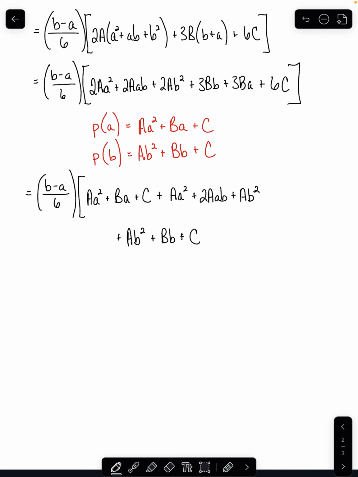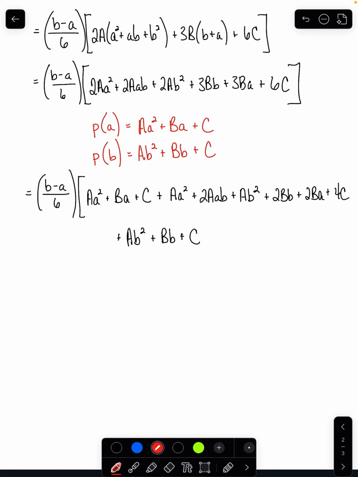We again took 1 of our big B times little b, which leaves us with 2 big B times little b. We took 1 of our big B times little a's, which leaves us with 2 big B's times little a's left. And we took 2 of our c's, leaving us with 4. So again, these 3 terms are accounted for as P of little a, and these 3 terms are accounted for as P of little b.